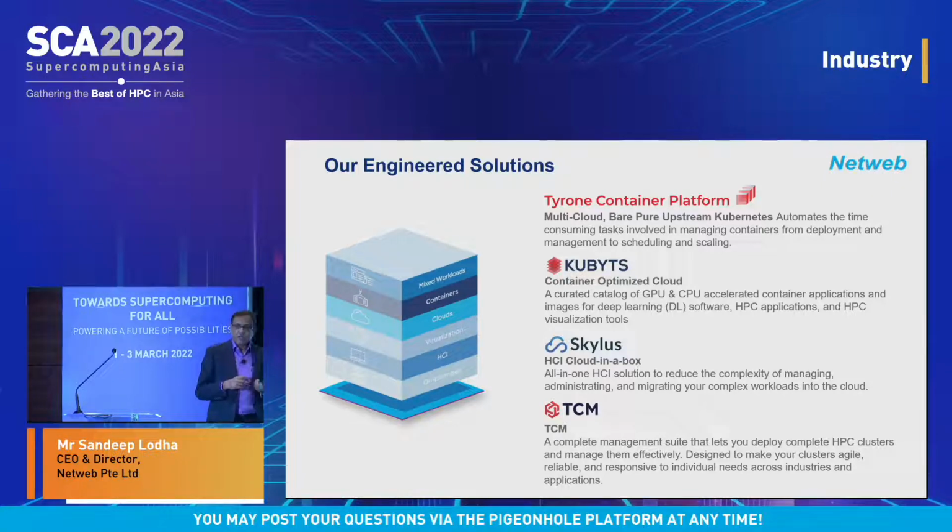We have a container platform, which is an upstream Kubernetes platform. We also have Cubites, which is a container-optimized cloud, basically HPC and AI cloud ready, with containers ready on the cloud. Another product is Skyler, which is a very easy way to do hyper-converged infrastructure on cloud. And the last one here is TCM, which is Tyrone Cluster Manager, and this is basically for your deployment of HPC.